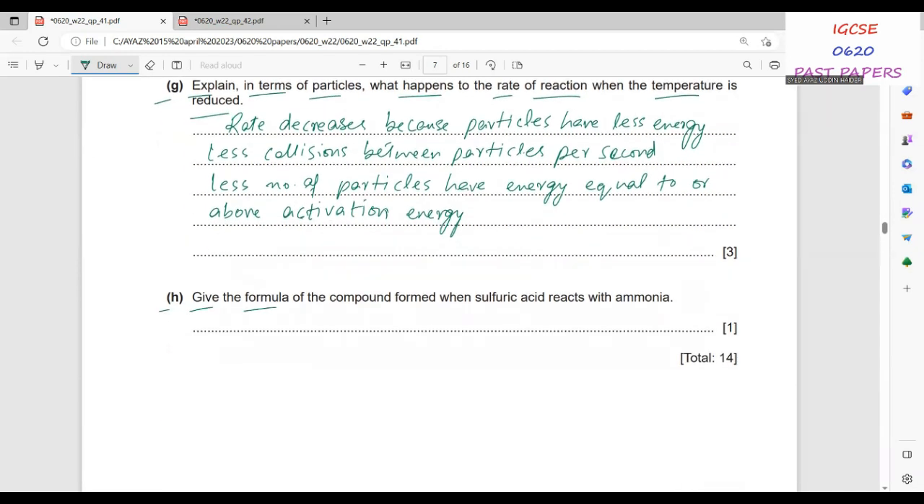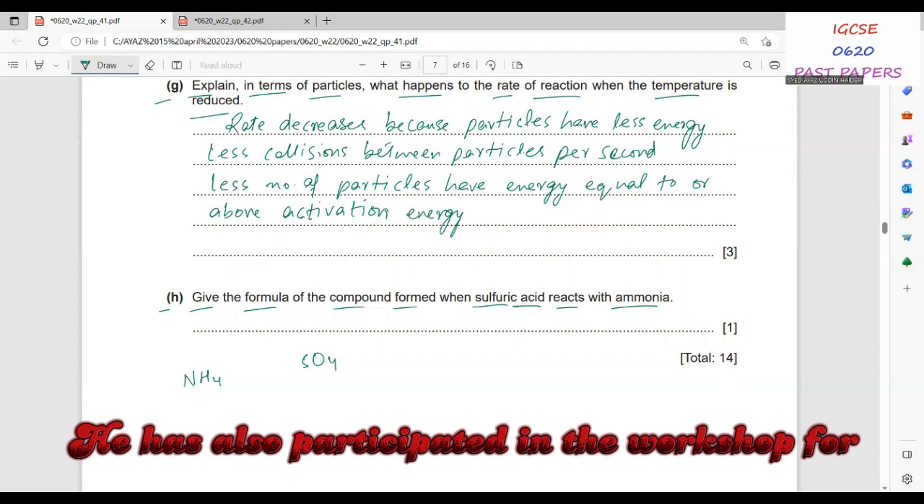Number H. Give the formula of the compound formed when sulfuric acid reacts with ammonia. Whenever you react acid with ammonia, especially mineral acids, we will get ammonium salts. So the ammonium salt must have ammonium ion here, and the salt will be of the negative ion present in the mineral acid. Here the negative ion is sulfate. So we'll get ammonium sulfate.